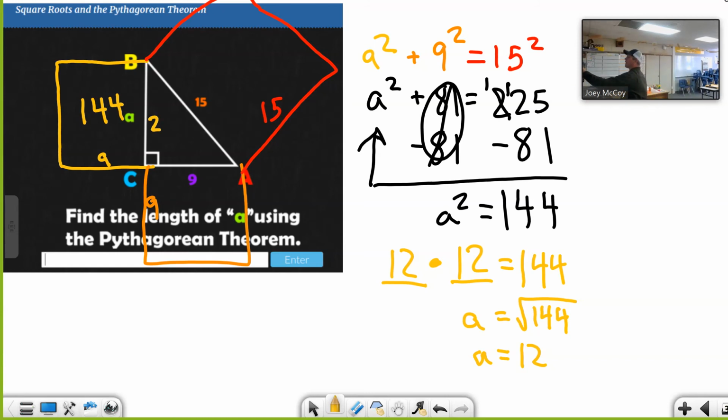Now, notice this whole time, I've been using the word small. a is the small, because usually it is the smallest. But in this case, notice that our answer is actually the medium. That's okay, as long as the small and the medium are together.